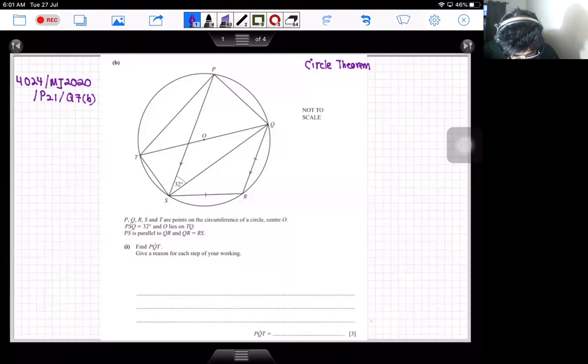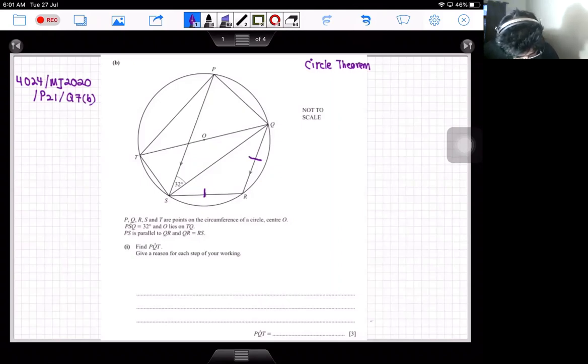P, Q, R, S and T are points on the circumference of a circle, center O. Angle PSQ is 32 degrees and O lies on TQ. This means that the line TQ is the diameter of the circle. PS is parallel to QR. QR and RS are equal, so triangle QRS is an isosceles triangle.